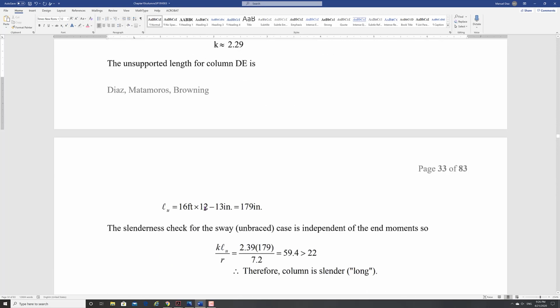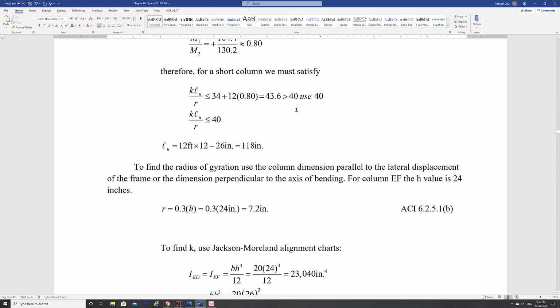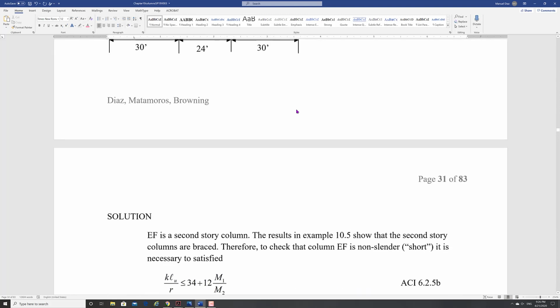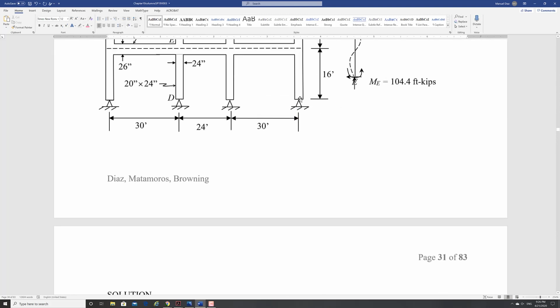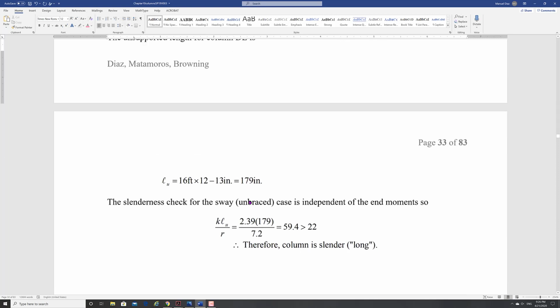And so the unsupported length again, 16 times 12. Now in this case, your pin is right here at the bottom, or usually it's at the bottom of your column. So the only thing you need to subtract is one beam, half of the beam depth, right? So that means you need to subtract 13 inches to get your clear value. Okay, your clear value minus 13 inches. So we do the minus 13 inches, that gives us that number.